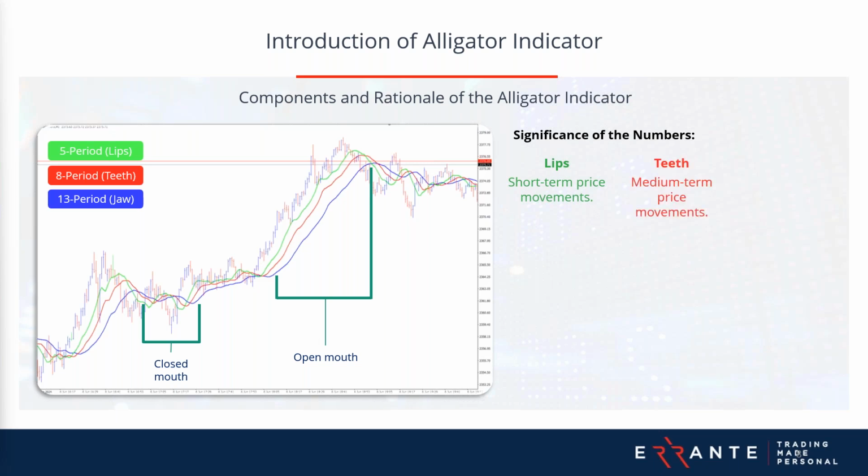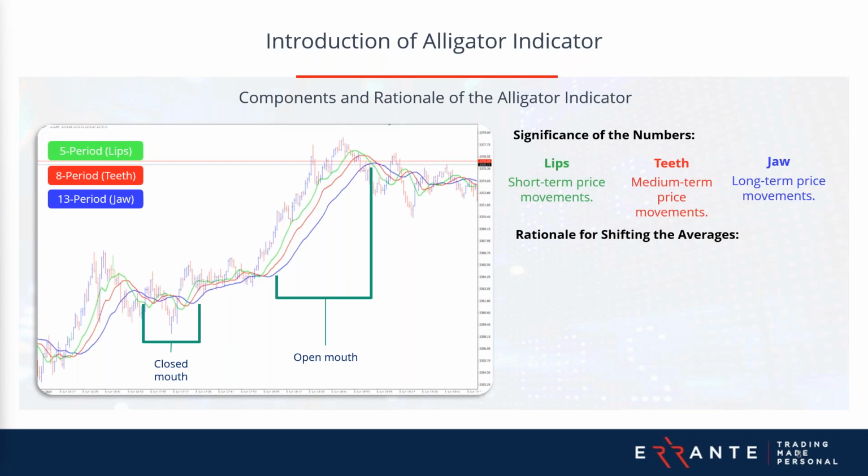For example, the 5 period or lips represents short-term price movements and is very responsive to recent changes, as we mentioned. Then we have the teeth, which reflects medium-term price movements, and then we have the jaw. Okay, let's understand why these moving averages are shifted forward. The alligator indicator shifts the 5 period average forward by 3 bars, the 8 period by 5 bars, and the 13 period by 8 bars.